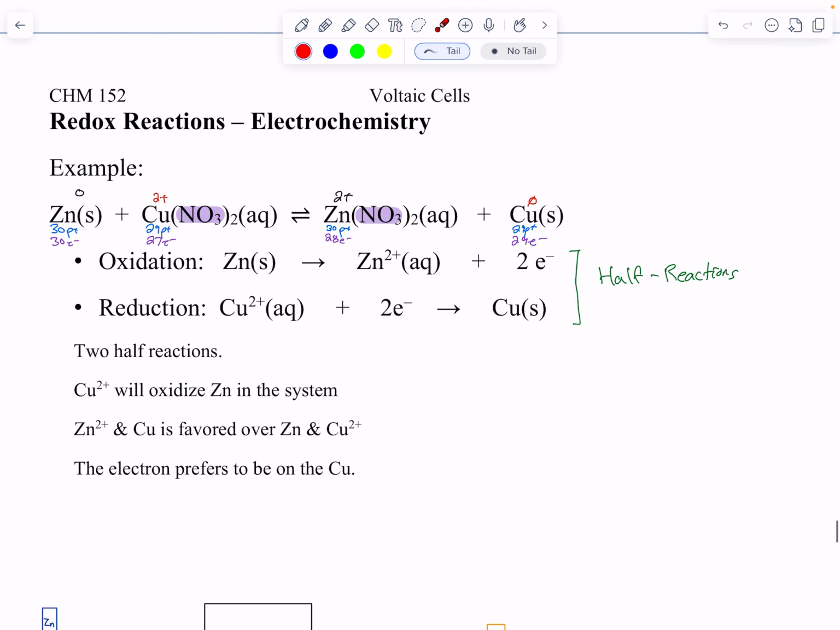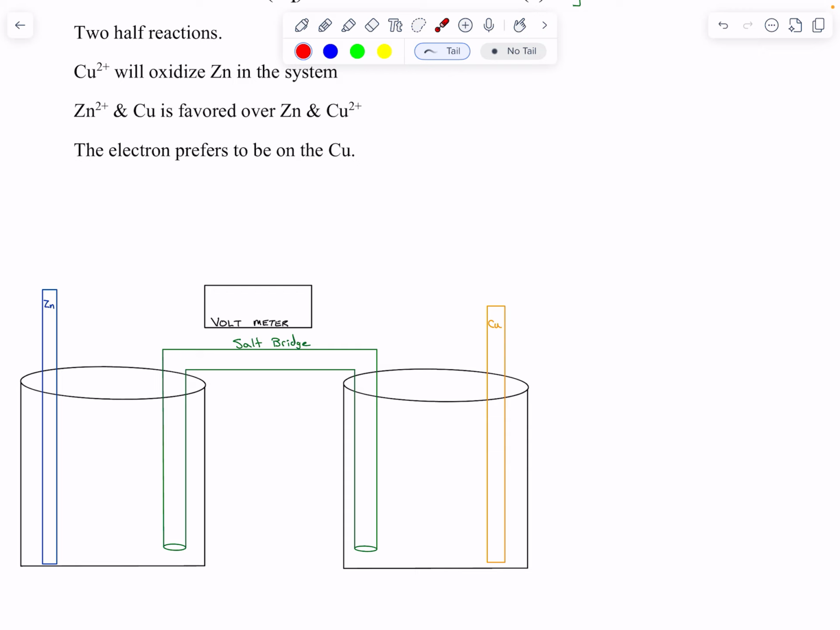If we look at how we would do this, why we're calling them half cells, imagine you had a voltmeter. We have two systems here. Over here, we'd have a solution of Cu(NO3)2, and this would be Zn(NO3)2. And I'd have a salt, let's say NaNO3, sodium nitrate, in there. That's the salt in this salt bridge.